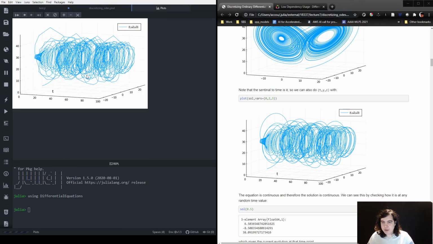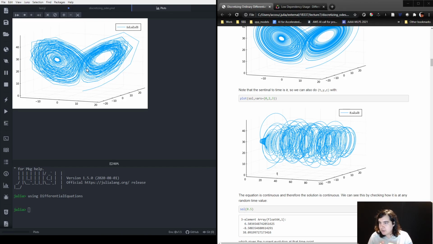Let me plot it in the phase space. When we talk about an ordinary differential equation, phase space is the space of these states, how the states evolve together. So when I plot this in phase space, what we see is that we lose a lot of that nice behavior.